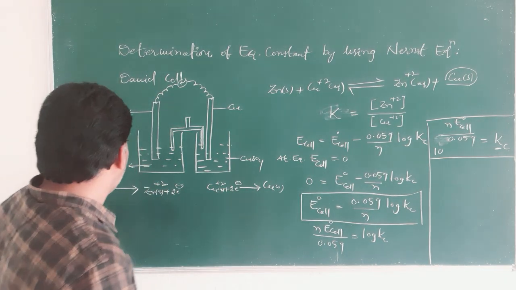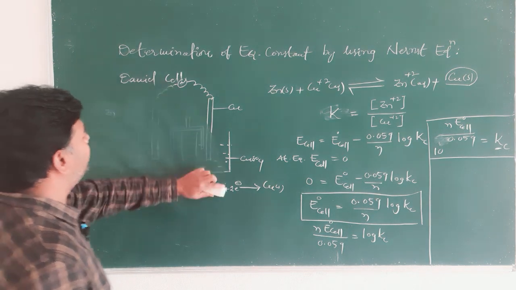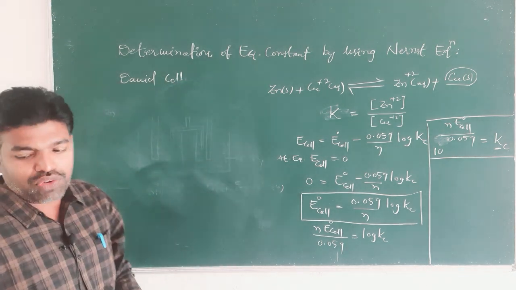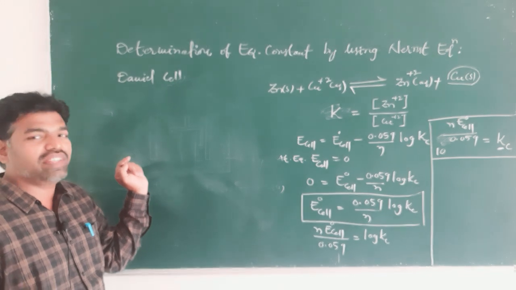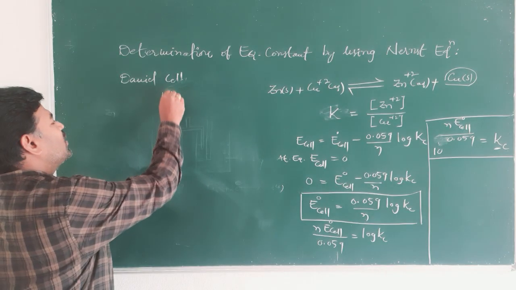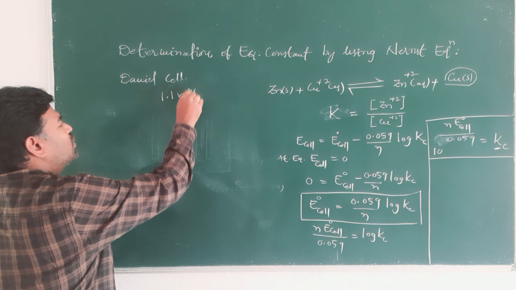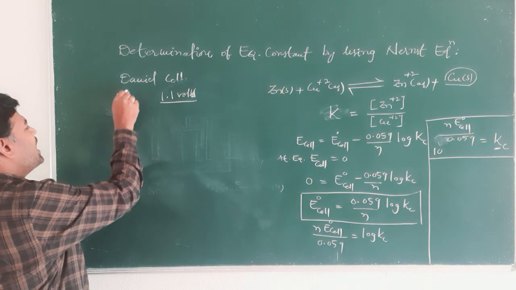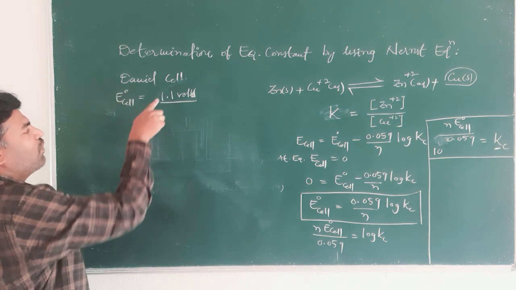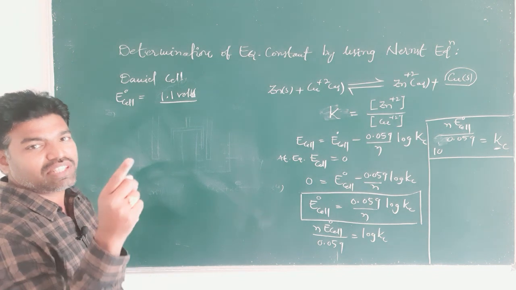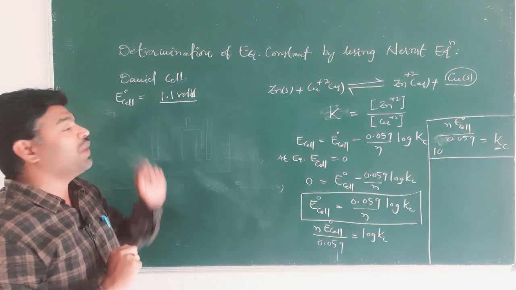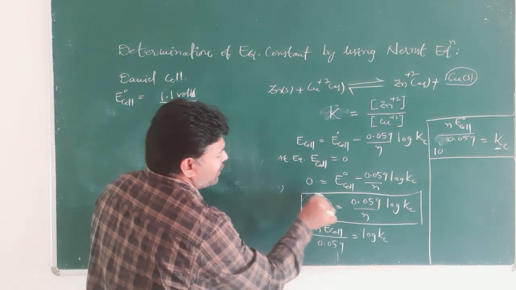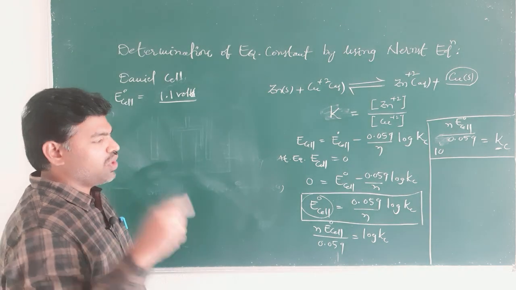For this I want to erase this, right. So, we know that the standard EMF of the Daniell cell is 1.10 volts, that is 0.76 plus 0.34, which comes out to be 1.10 volts, right. So, we know the standard EMF of the Daniell cell. Let us calculate the equilibrium constant from that.